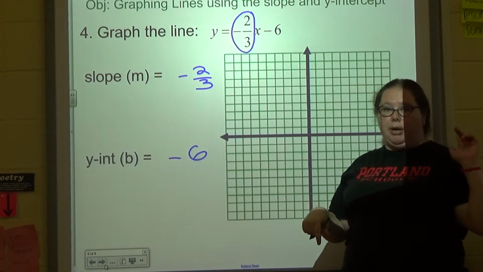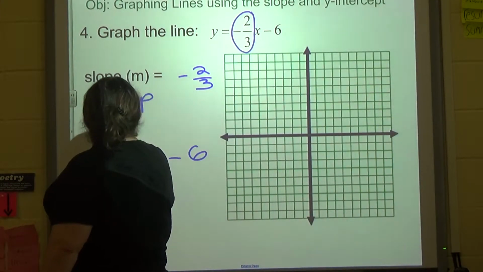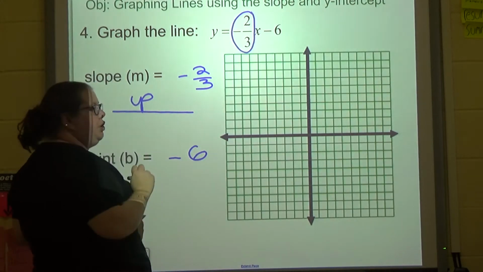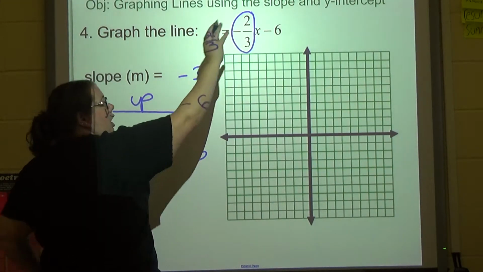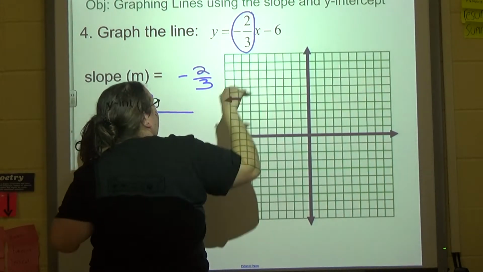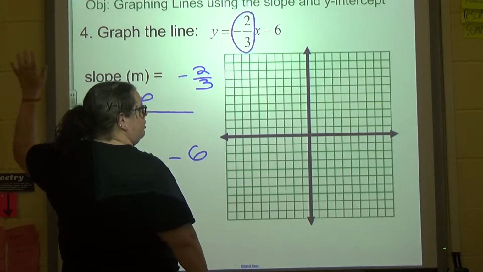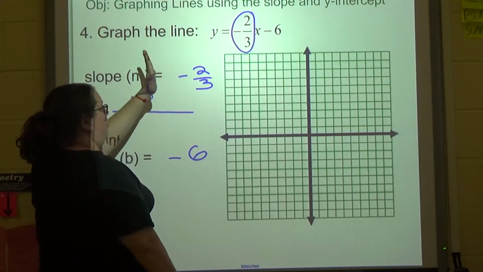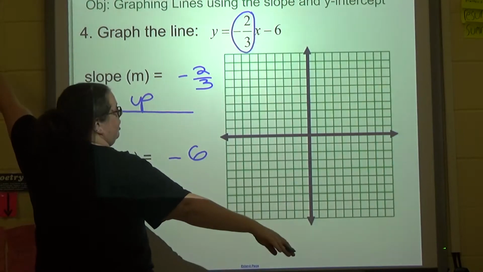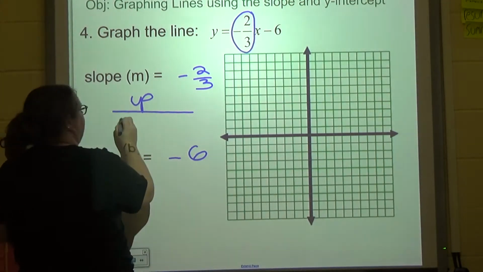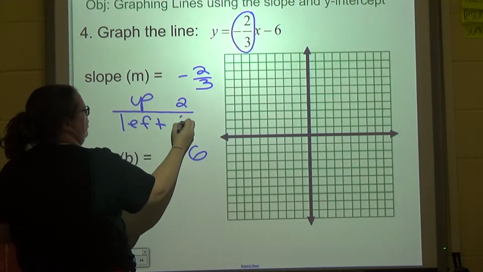So I want to use my word that says up. So we're going up, over, which way when you have a negative slope? Do we want to go up and right? Or do we want to go up and left? Up and left is this way. This is our negative slope. So we want to go up and left, 2 and 3.